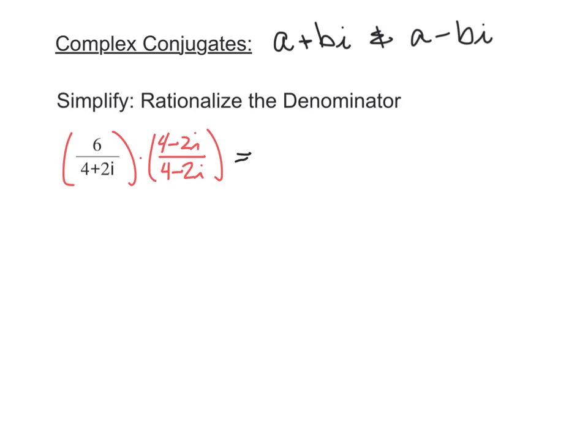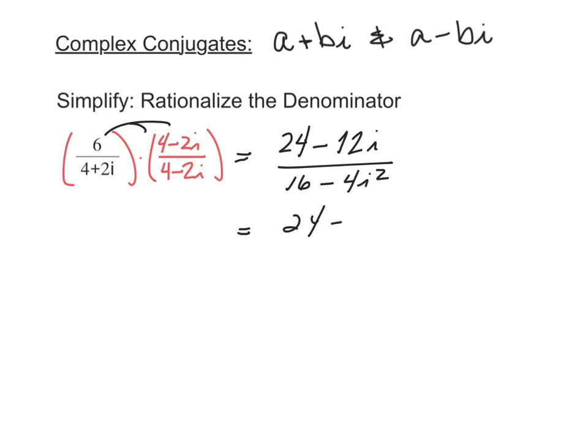When we do that, in the numerator, all we have to do is distribute. Take that 6 to both pieces. So 6 times 4 is 24. And 6 times 2 is 12. In the denominator, we'll have the difference of two squares. 4 squared is 16, and 2 squared is 4i squared. To simplify the denominator, we have to remember that this minus 4i squared is going to turn into plus 4, and 16 plus 4, that's 20.